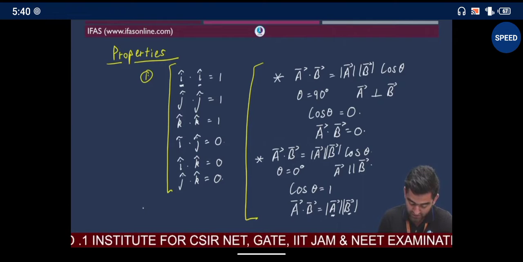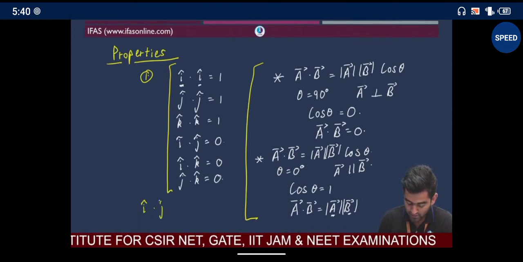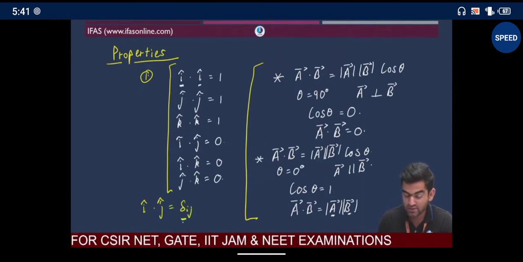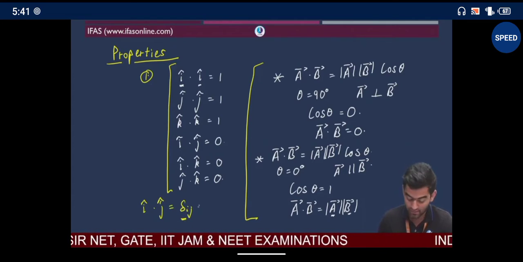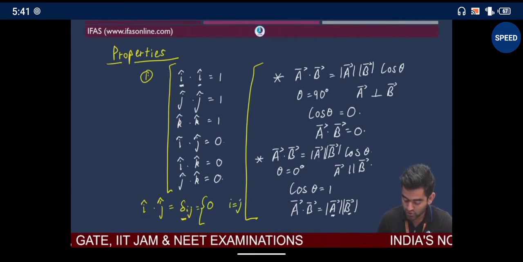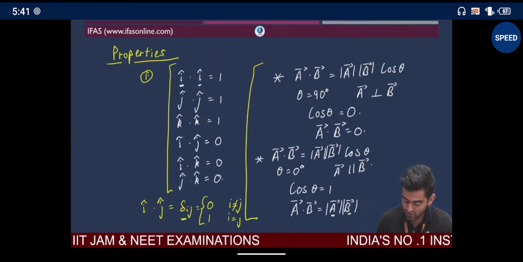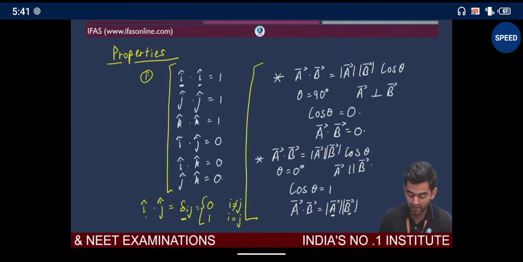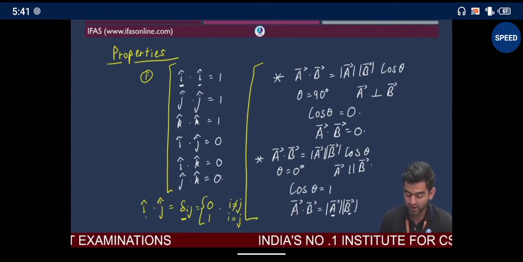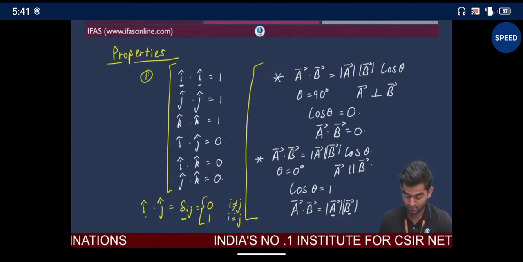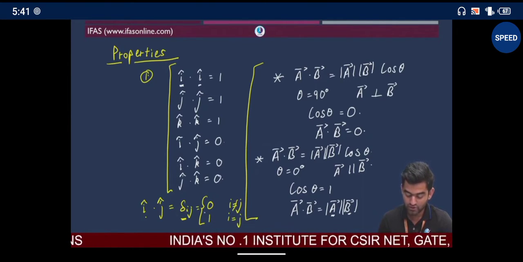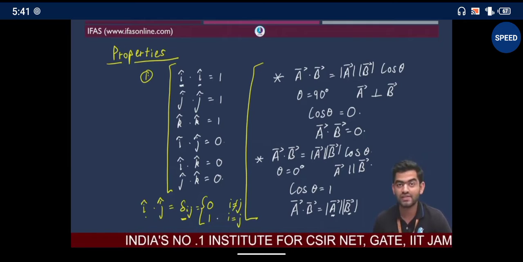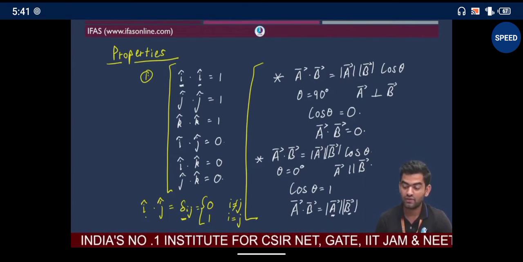There is another form of writing this, which is i cap dot j cap is equal to delta ij. This is called the Dirac delta function or Kronecker delta. It is 0 when i is not equal to j, and 1 when i is equal to j. So you can simply see that i dot i cap will be simply 1. Sorry, i dot j cap will simply be 0 because they are not equal. That's how you can write the first property of the scalar product.